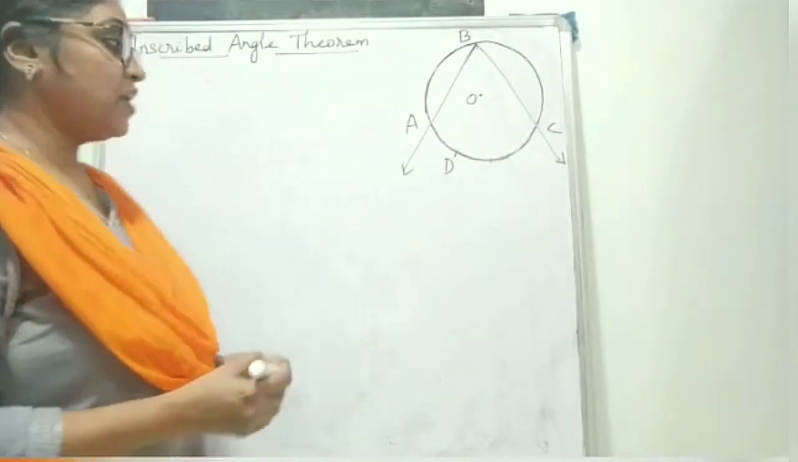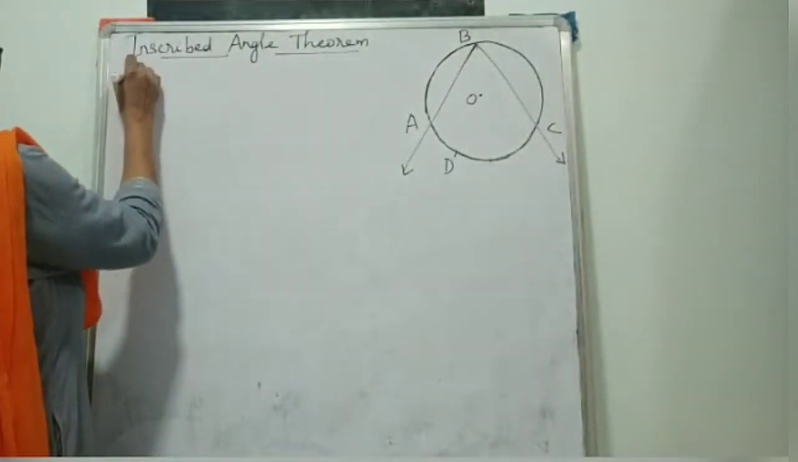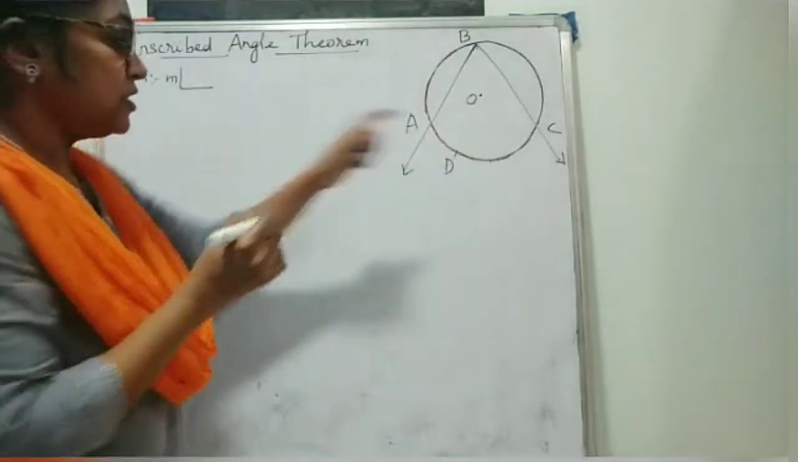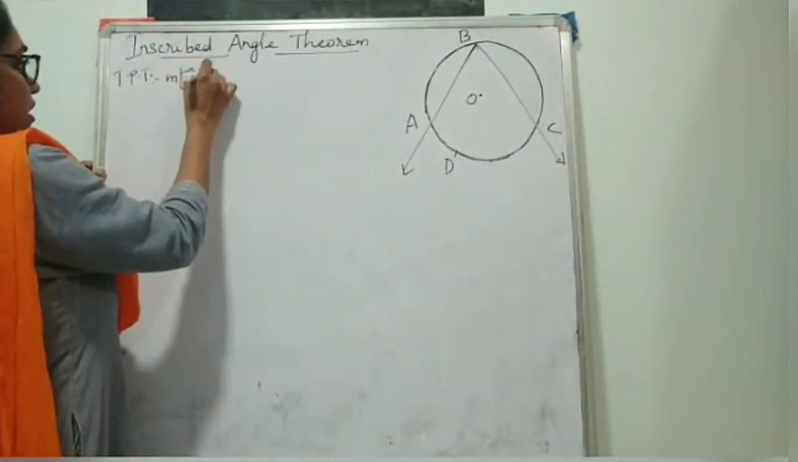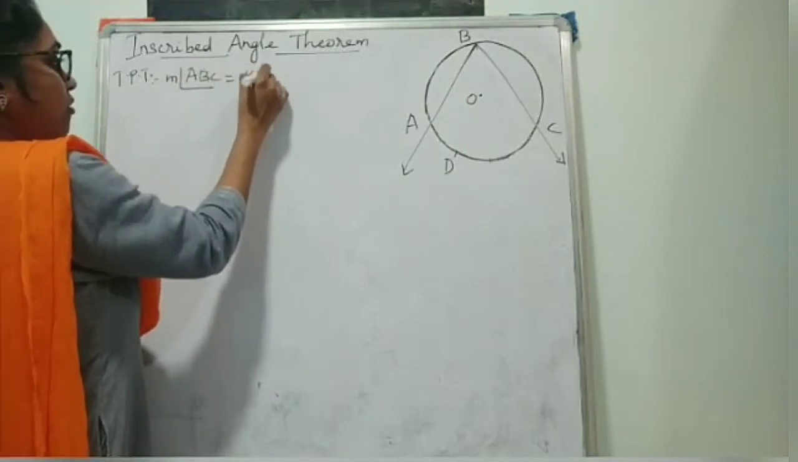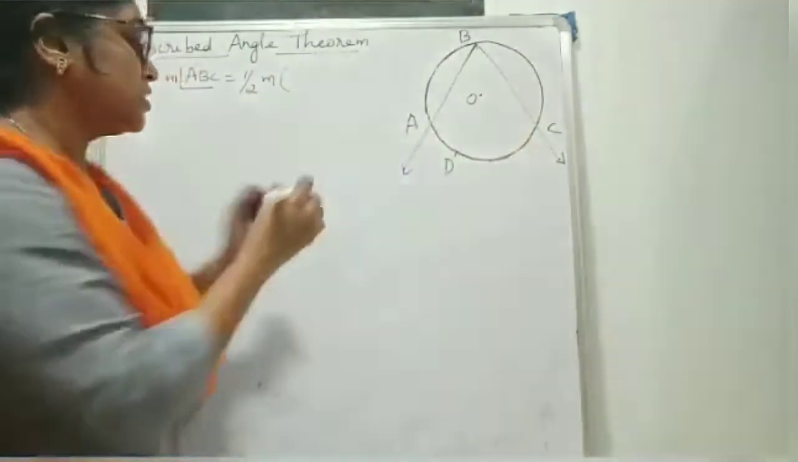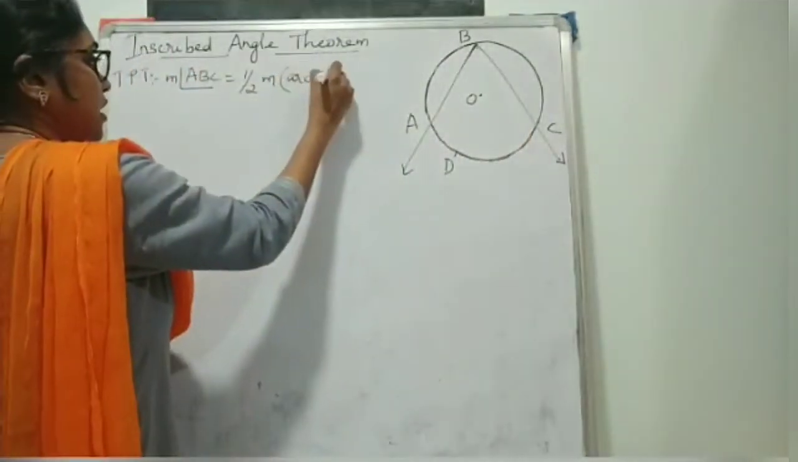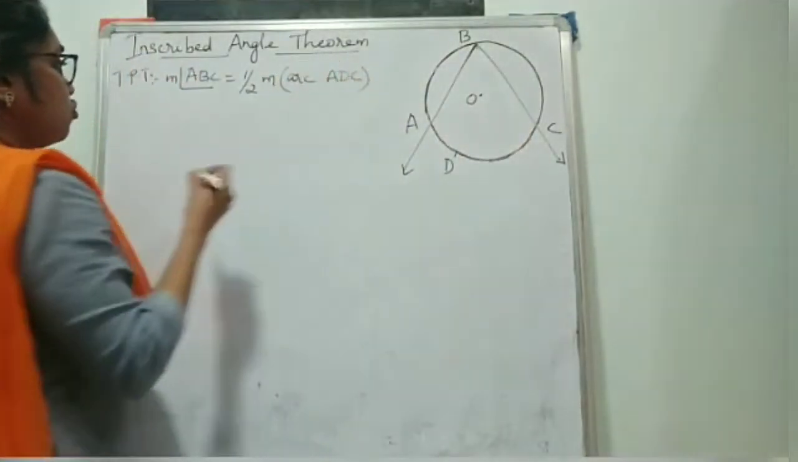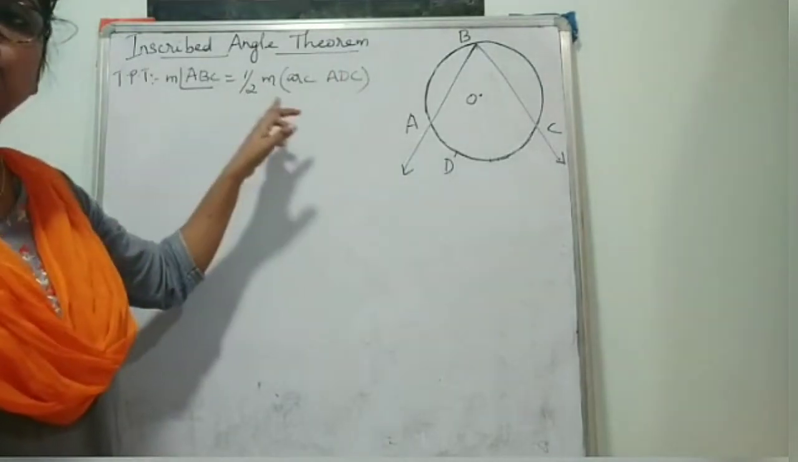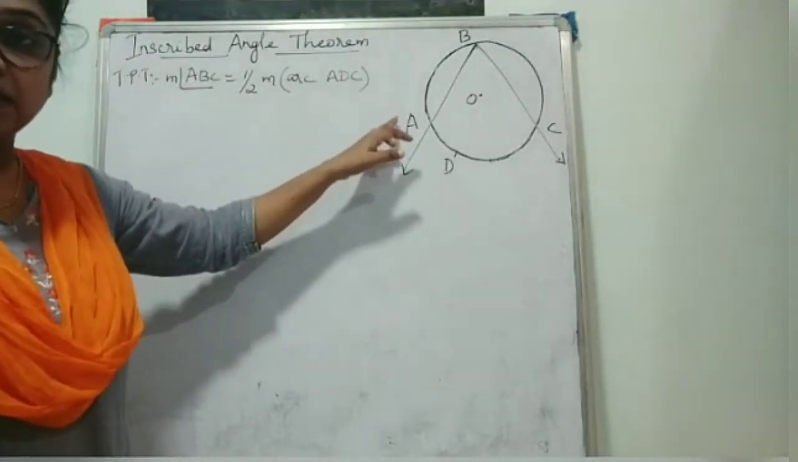According to this, we have to prove that the measure of the inscribed angle, which is angle ABC in this figure, is equal to half the measure of the intercepted arc. In this figure, the intercepted arc is ADC. So we have to prove that measure of angle ABC is equal to half measure of arc ADC.